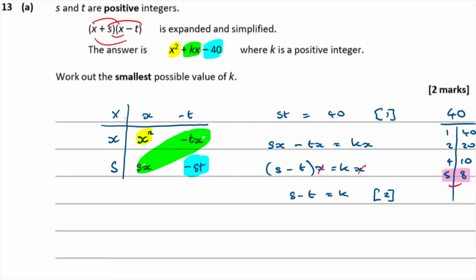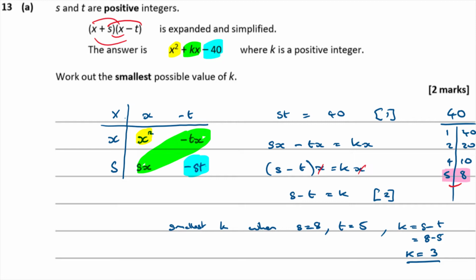So, smallest k when s is 8 and t is 5. Okay, so the k then will be s minus t, which is 8 minus 5. k is 3. That's the smallest it can be.